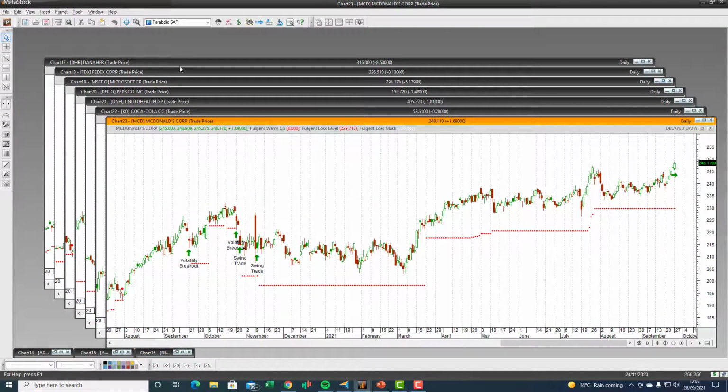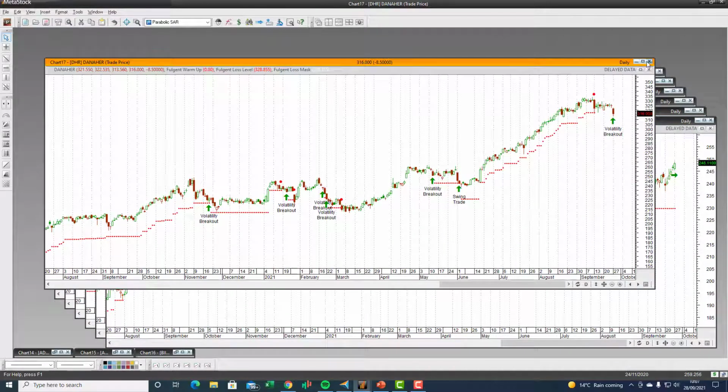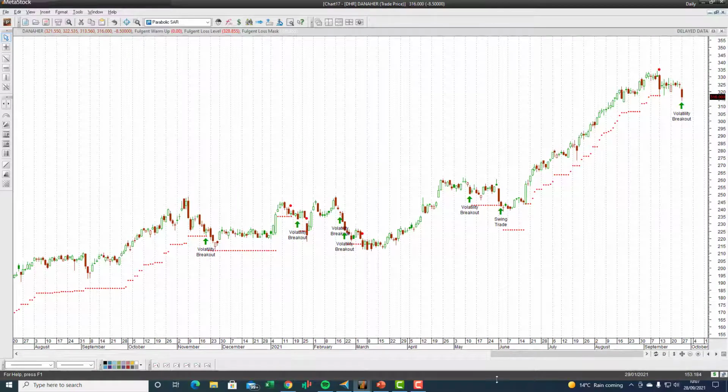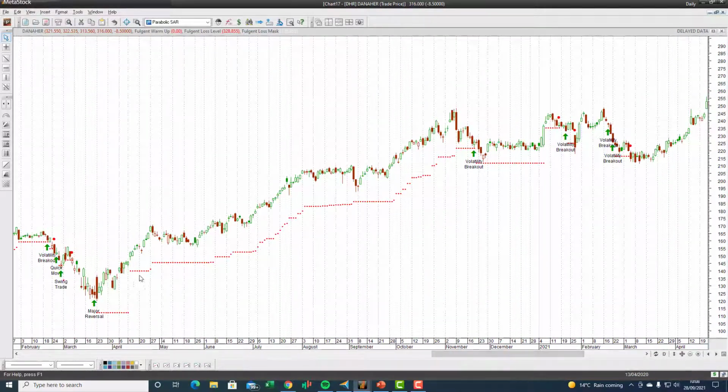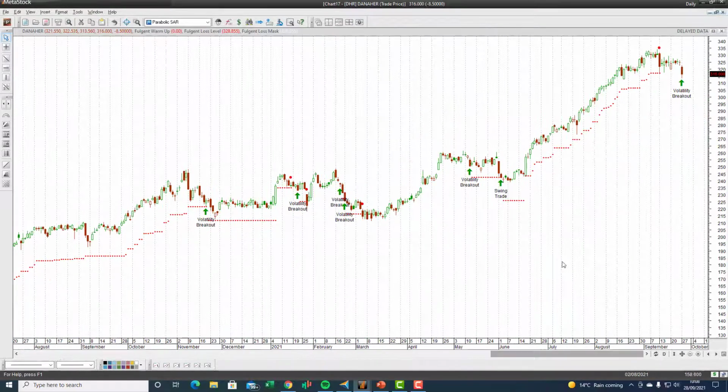Right, next up is Danaher. This one is also a fantastic trade. You can see here the major market reversal back in March. Huge move, caught that move all the way from 125 up to 220, 225. A couple of volatility breakouts there, and then the last swing trade, look at that beautiful swing trade.